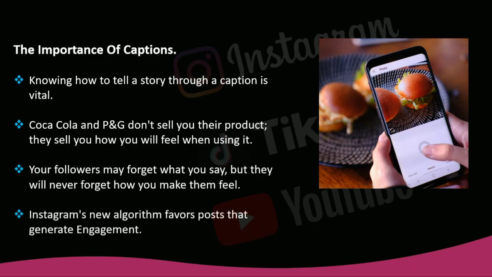Instagram's new algorithm favors posts that generate engagement, and therefore, a post that receives a lot of likes and comments will be more likely to reach a larger audience than a post that doesn't call for your followers to participate.